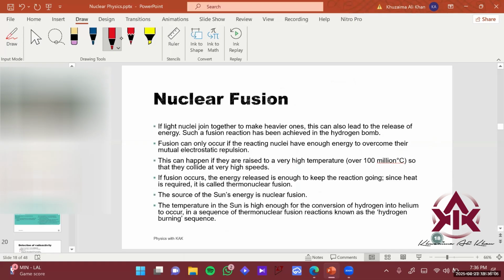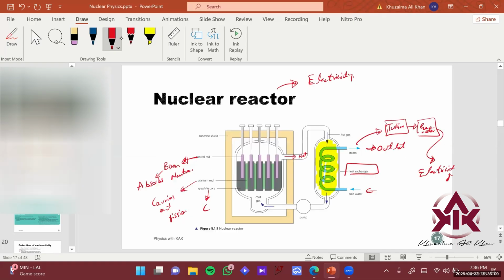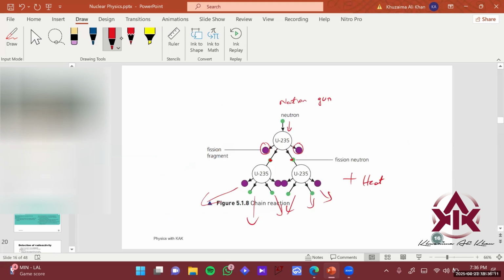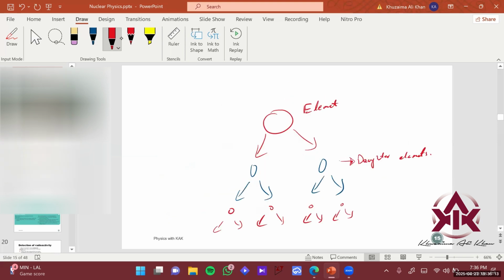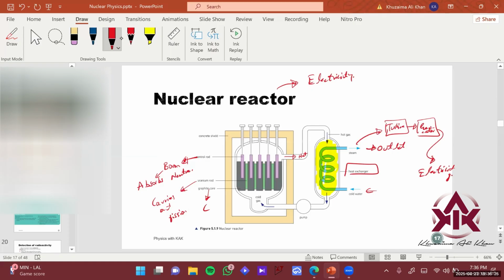Then we have finally nuclear fusion over here. What is nuclear fusion? It's the opposite of nuclear fission. In nuclear fission, we're dividing the main element into daughter elements. Now, if we reverse the process, if you combine two elements together to produce a heavier element, that basically is nuclear fusion. Now, obviously, if you want to combine two elements together, you would need a huge amount of energy. You have to provide energy over here.